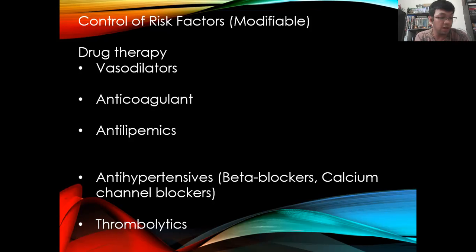Antihypertensives will also be given, such as beta blockers. We all well know that beta blockers, the suffix always ends in alol. Calcium channel blockers, the suffix always ends in dipine, like amlodipine, nifedipine. And thrombolytics, if the patient is already suffering from myocardial infarction, thrombolytics will already be given to this patient, like alteplase or reteplase. They always end in teplase.